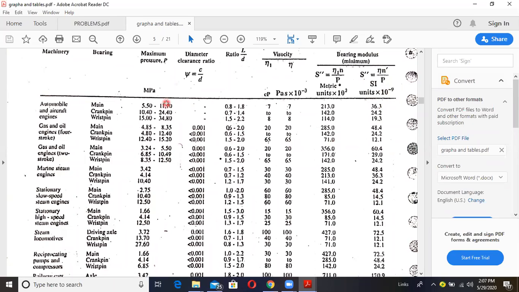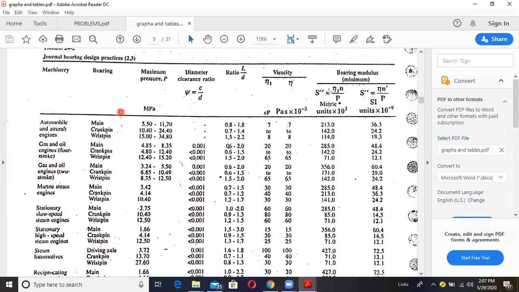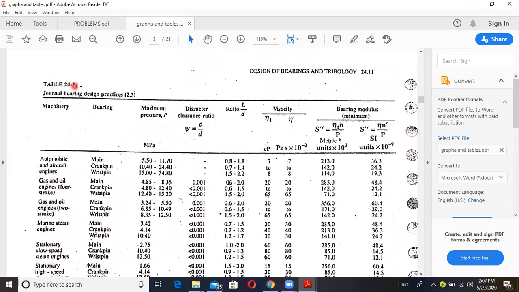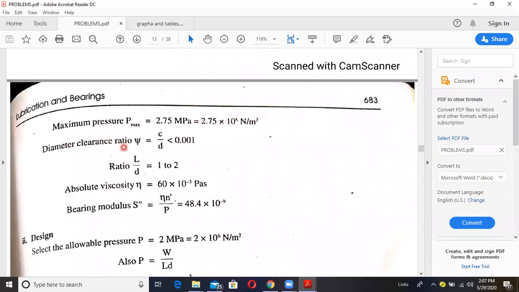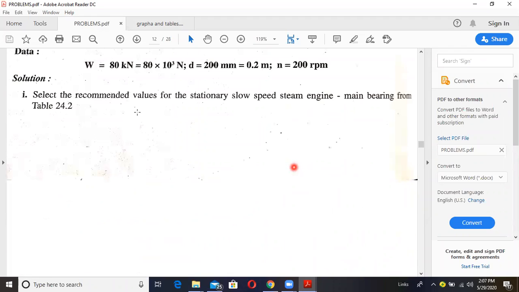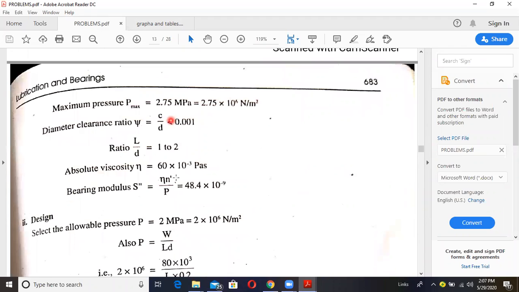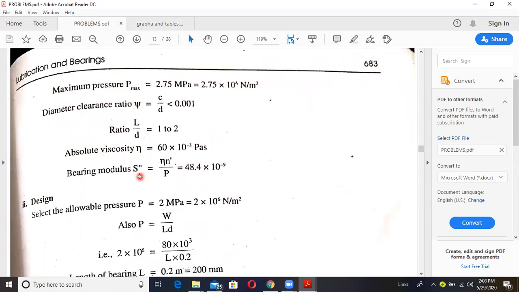Now this is very important. Note down all these parameters based upon the application they have given, from table number 24.2. After taking all the properties, we have taken P max, Xi, the ratio, absolute viscosity and bearing modulus. This is the first step we are going to take from table 24.2. Next is the design.